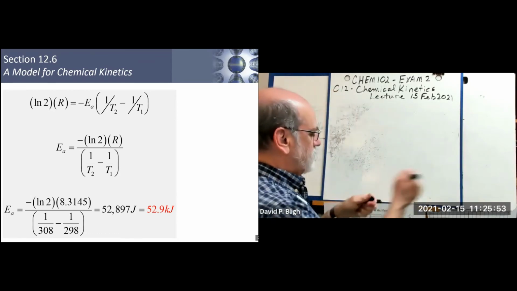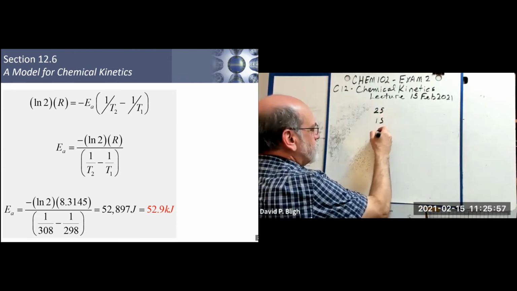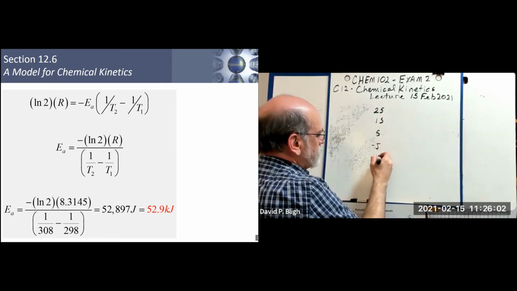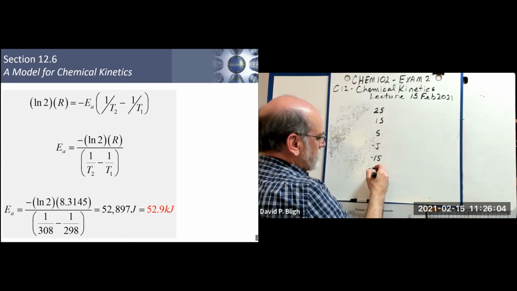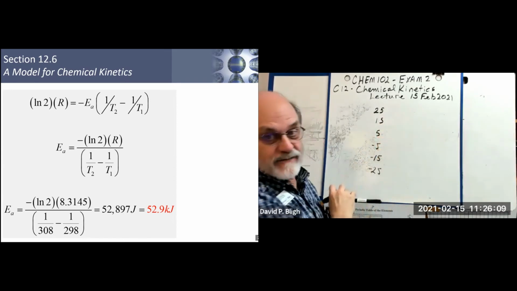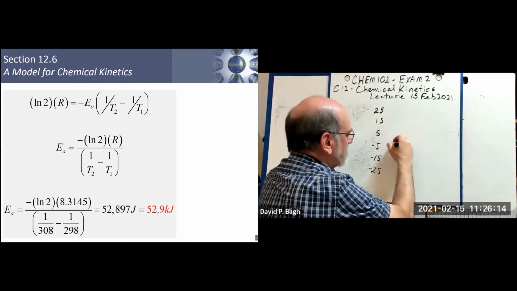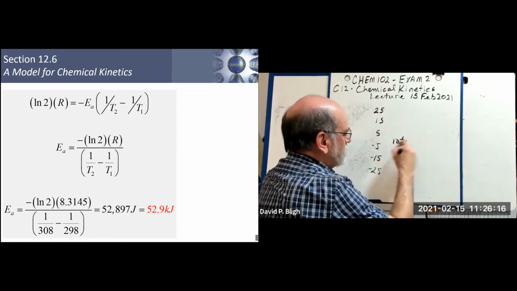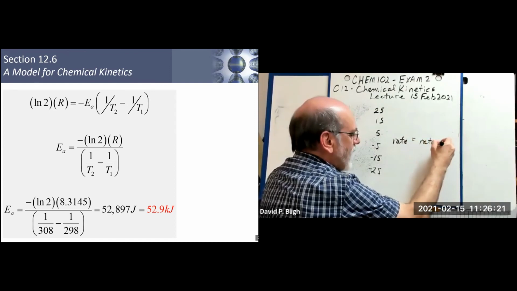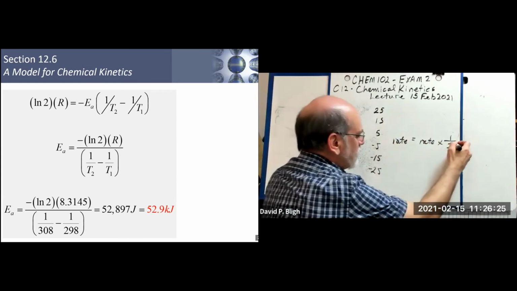right? If you go from 25, and then to 15, and then to 5, and then to minus 5, and then to minus 15, you can see 1, 2, 3, 4, 5 jumps. So now the rate is equal to the rate before times 1 over 2 to the 1, 2, 3, 4, 5th power.